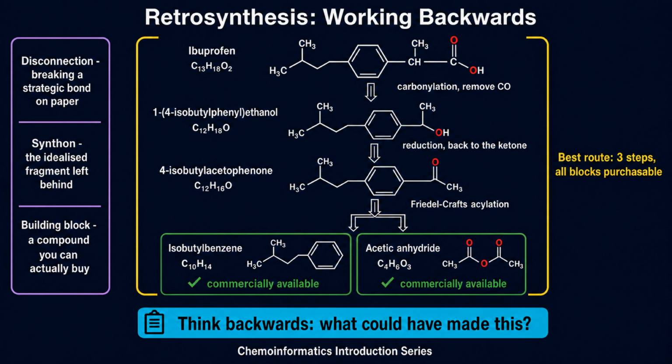This was pioneered by E.J. Corey, who won the 1990 Nobel Prize for this work. AI now automates this process, searching through millions of possible disconnections to find practical routes. The best route balances step count, yield, cost, and practicality.